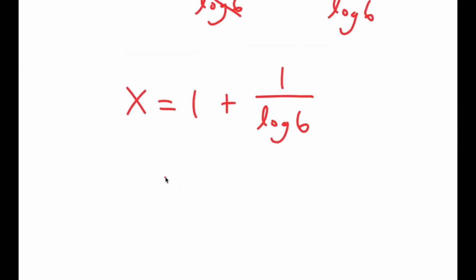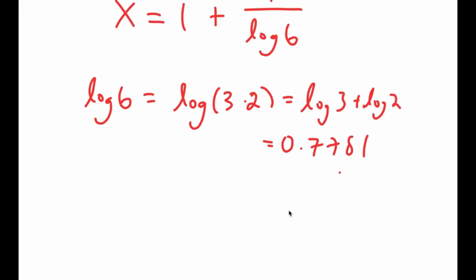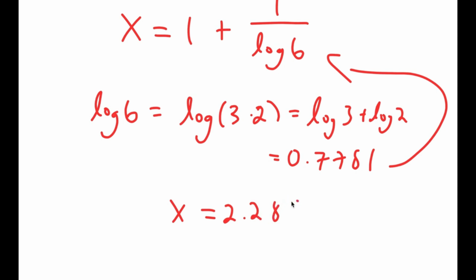And if you guys didn't already know, log 6 is equal to log 3 times 2, which is equal to log 3 plus log 2, which is equal to 0.7781. So if I plug this in for log 6, I'm left with x equals 2.2852.